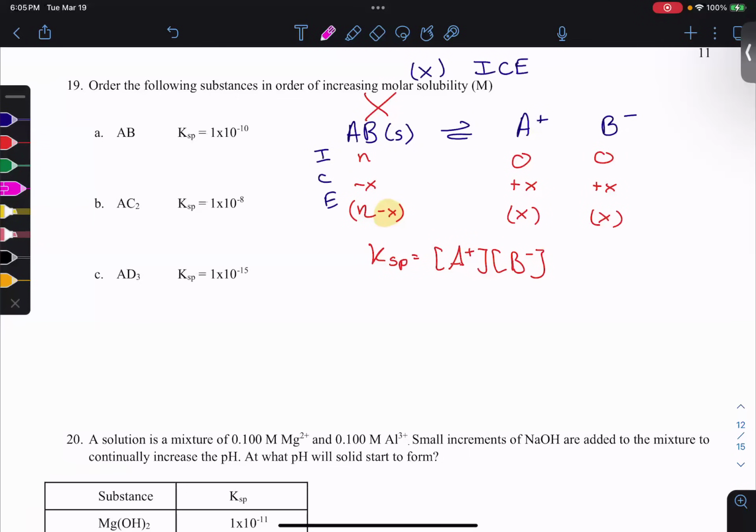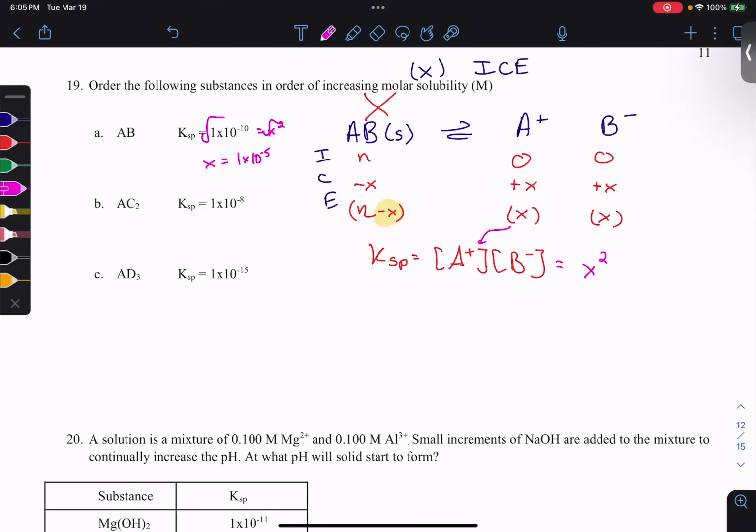Because like all ICE tables, we shove our E line into KSP. So KSP for this example equals X squared. We set that equal to the KSP value that's given, and we just solve for X. In this case, I think I can do this in my head. X equals 1 times 10 to the negative 5. And these are the numbers we want to compare, what the X values are.